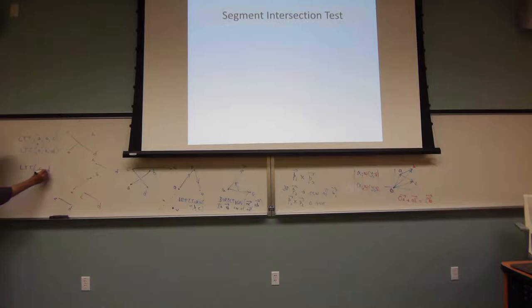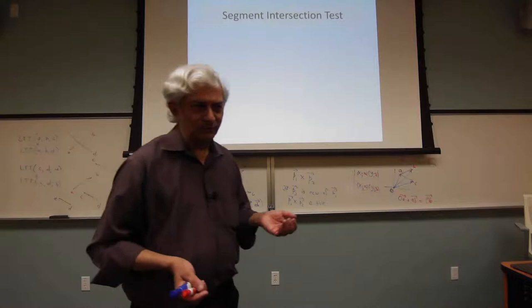CD and? Correct. You check whether these are equal. Is that clear? Remember, the left turn test will either give you a yes or a no. It'll tell you whether it's a left turn or a right turn. Of course, we still have to deal with the case when things are collinear.